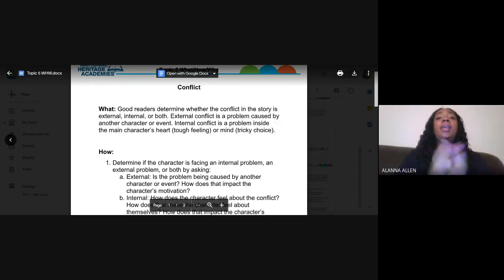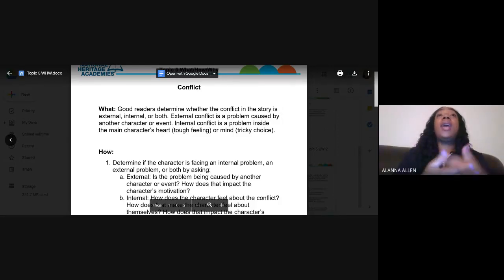So, our first skill is conflict. And the what is good readers determine whether the conflict in the story is external or internal or both. So, external meaning outside of oneself, internal meaning inside of yourself. So, external conflict is a problem caused by another character or event. Internal conflict is a problem inside the main character's heart or mind. So this could be a tough feeling or a tricky choice.